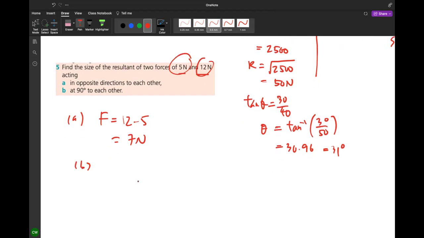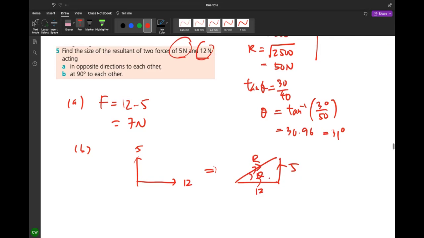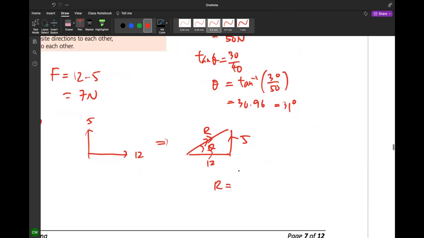For B, 90 degrees means one is here, the other one is here. Then after that you have to convert to one here, 5 and 12. Then the resultant is this one. What is R? What is the value of R? No, what is the final value? 最后答案. 13, you're right. It's 13 Newton. Okay.